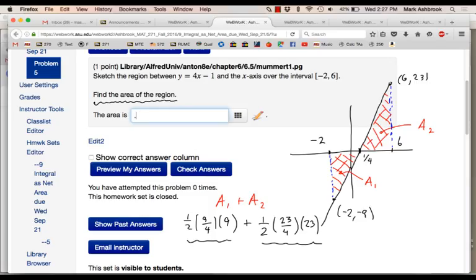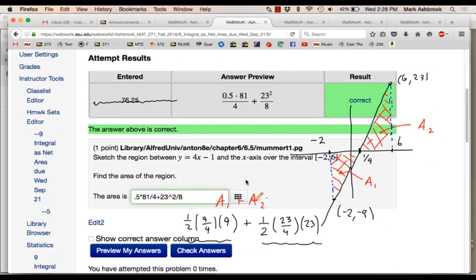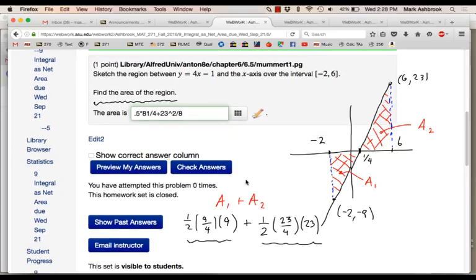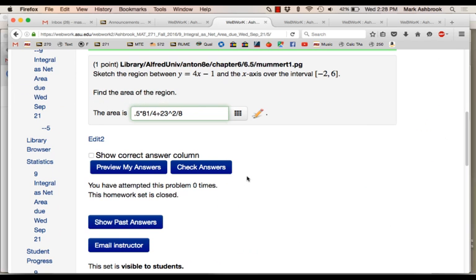Let's check it. 0.5 times 81 over 4 plus 23 squared over 8. Anybody have a question? Okay, and let's look at a couple more here.